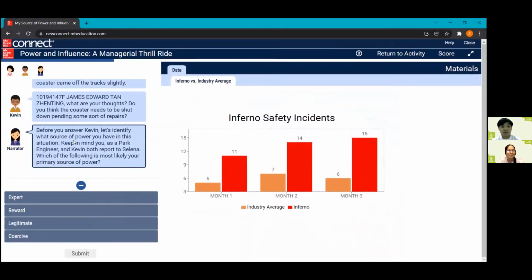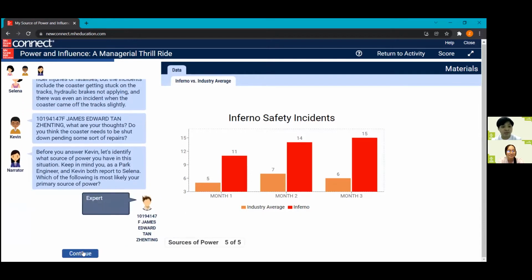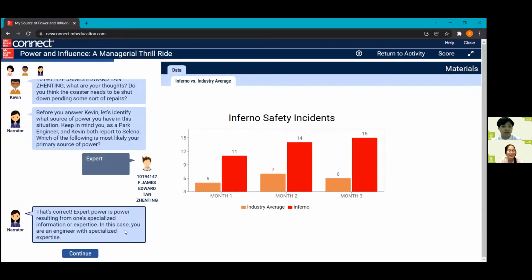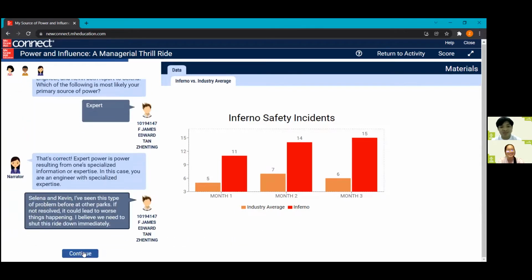Before you answer, Kevin, let's identify what source of power you have in this situation. Keep in mind, as a park engineer, you and Kevin both report to Selena, so which of the following is most likely your primary source of power? As a park engineer, I believe my source of power is expert. Right, I can see that it will tell you whether you're correct. Yes, that's correct. Thank you.